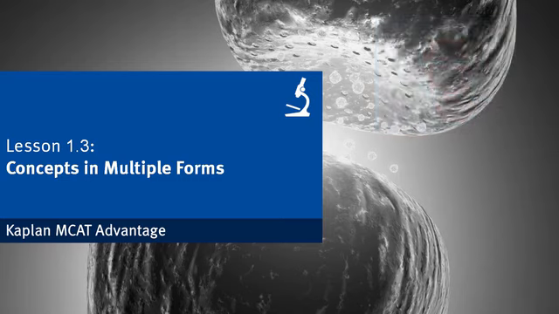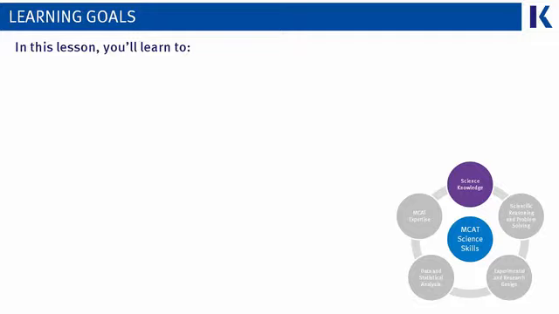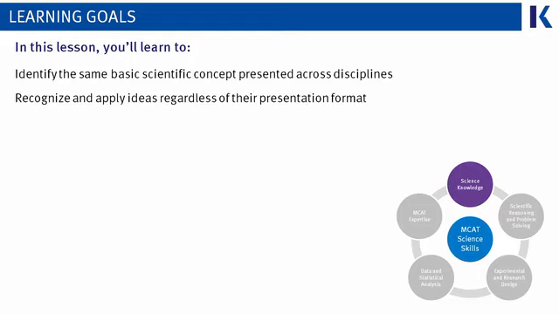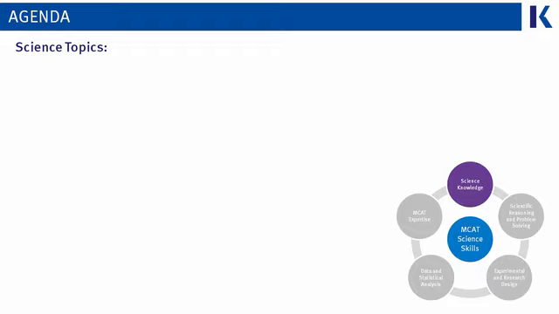Let's get started. In this lesson, what we're going to see are two ways that the MCAT shows you science concepts in multiple forms. The first is the same science concept in different subjects or disciplines, and the second is the same kind of information in different presentation formats, like graphs or tables or text. The science topics that we'll be seeing this in the context of are oxidation reduction and gene regulation, and we'll actually be seeing them in that order as well.